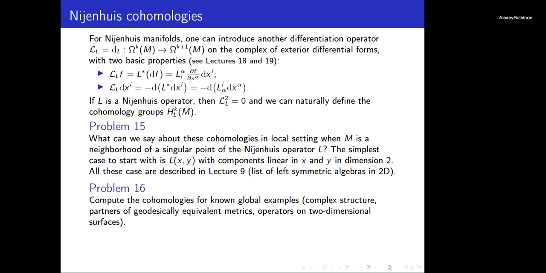What about global examples? We have a few examples of Nijenhuis operators defined globally on a closed manifold. Some of them are related to geodesically equivalent metrics, or operators we discussed at lectures, operators on two-dimensional surfaces, or you take a complex manifold and consider complex structures. So in this case, what can we say about Nijenhuis cohomologies? What are they responsible for? It still needs to be clarified.